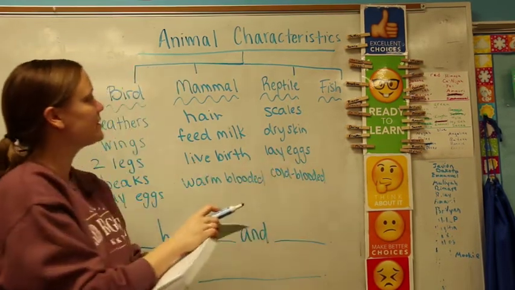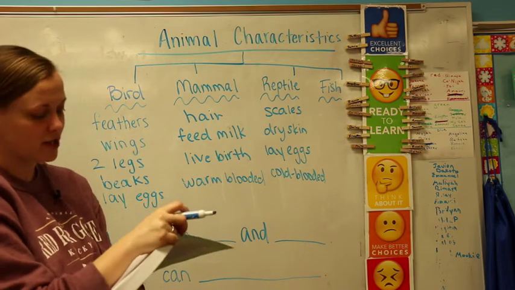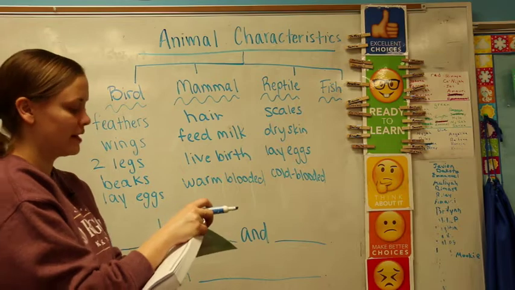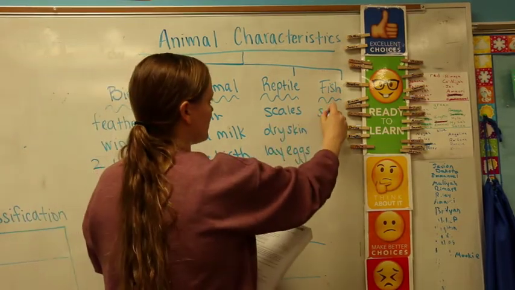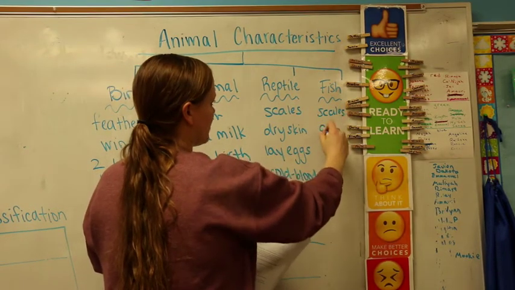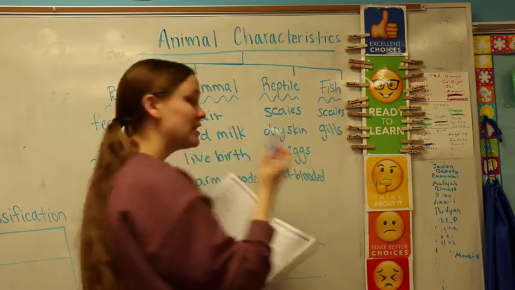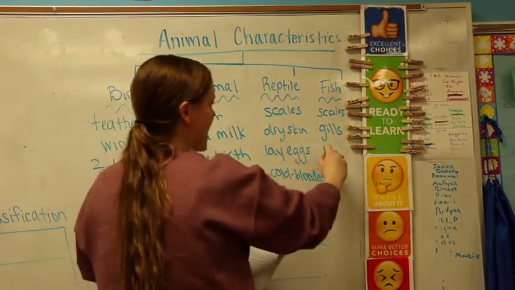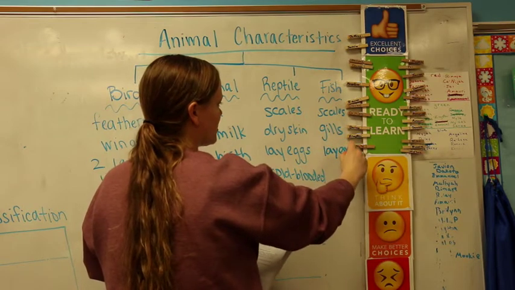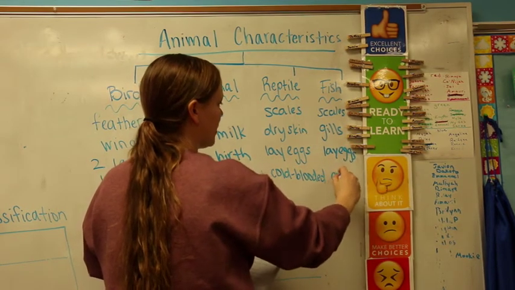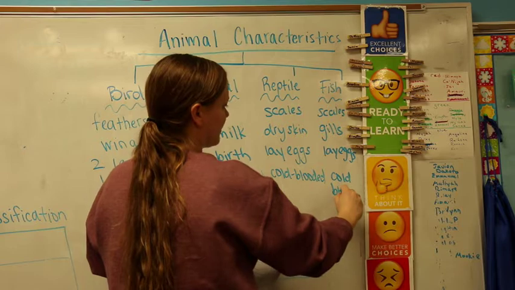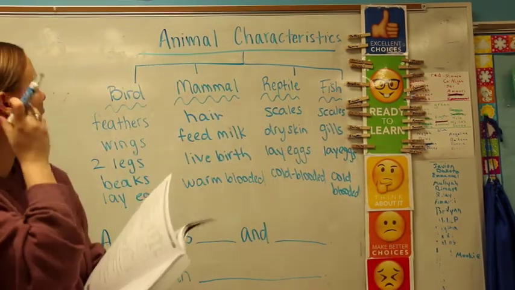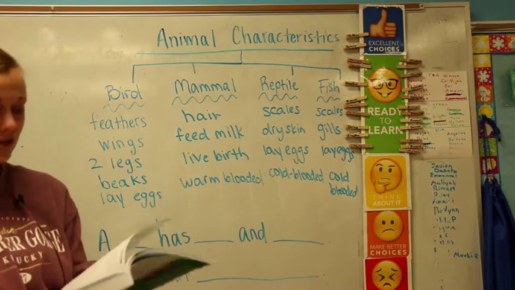And then our last category is going to be fish. So same thing, think about what characteristics fish have. They have scales, they have gills on their necks where they can breathe underwater. They lay eggs, and just like reptiles, they're also cold-blooded. Okay? So now we've had 4 categories, and we've taken different characteristics and listed them underneath those categories.